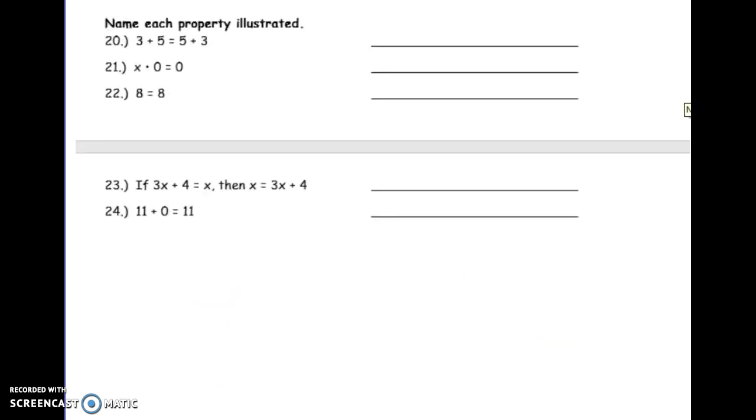All right, looking at these properties, the first one is going to be the commutative property of addition. So commutative. Okay, I forgot an M. Oops, let me erase this. A little messy. It's not erasing. Come on. There it goes. Okay, so this one's going to be the commutative property of addition.